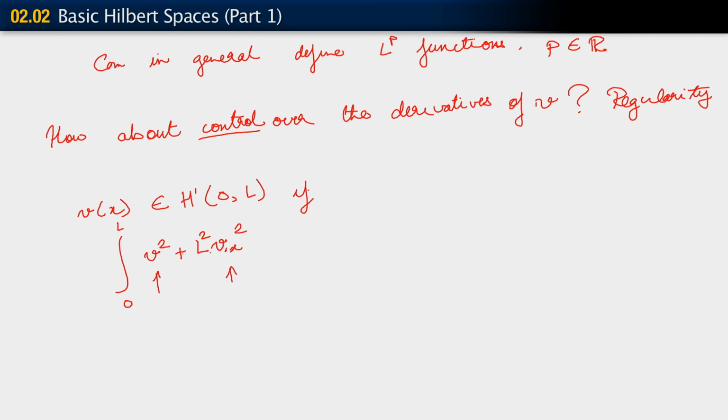Okay, so we have this, and now we're integrating this integrand over the domain 0 to L. So v belongs to H1 if the square of the function plus the square of the function's derivatives, or in this case the square of the function's first derivative, when integrated over the domain, remains bounded.